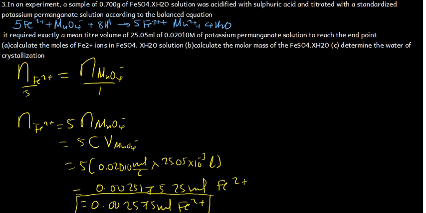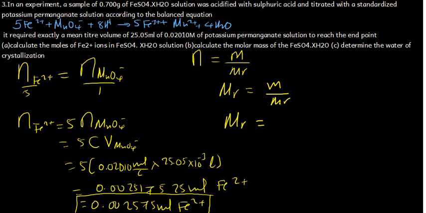So to find the molar mass, we know that number of moles is given by mass over molar mass, and so molar mass is going to be equal to mass over number of moles. So we have got the mass and then the number of moles there.